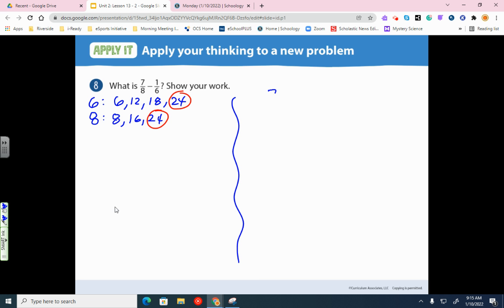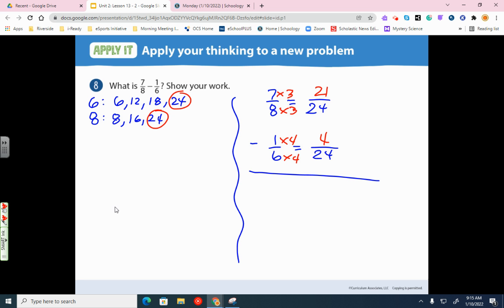So let's take our 7/8 minus 1/6. Common denominator is 24. So we got 6 times 4, 1 times 4, that gives me 4. Got 8 times 3 and 7 times 3. This gives us a large numerator, 21. 21 minus 4 is 17. 24ths.